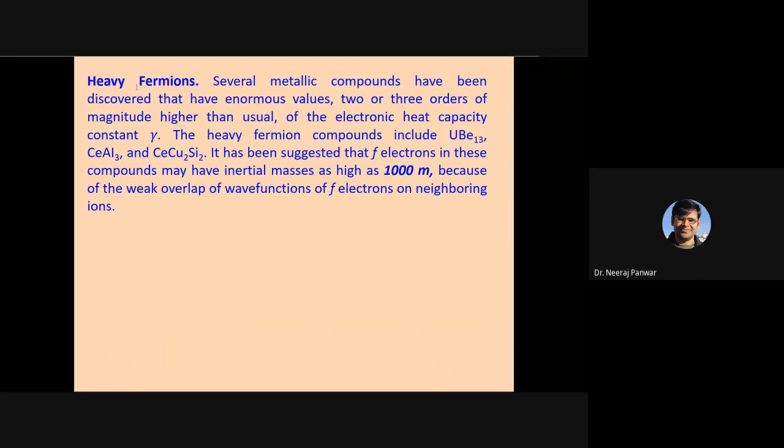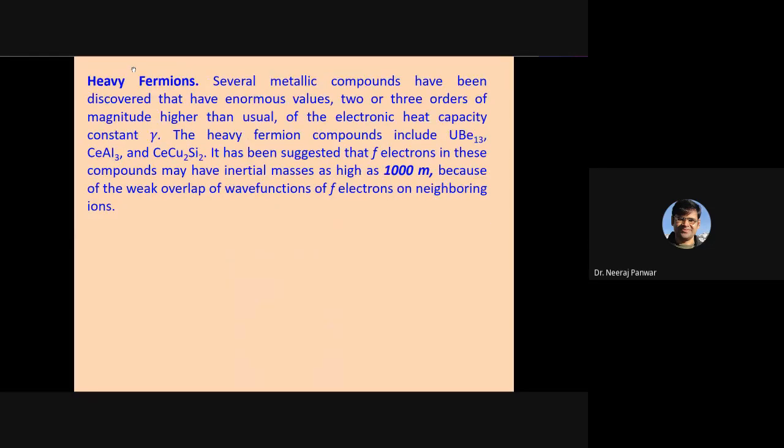So accordingly, the electrons present in 4f and 5f orbitals, these electrons may have inertial mass as high as 10 to the power 3 or 1000 times mass of a free electron, because of weak overlap of wave function of f electrons on neighboring ions.